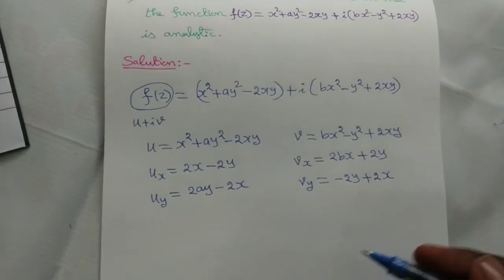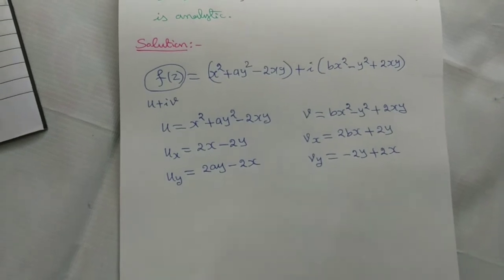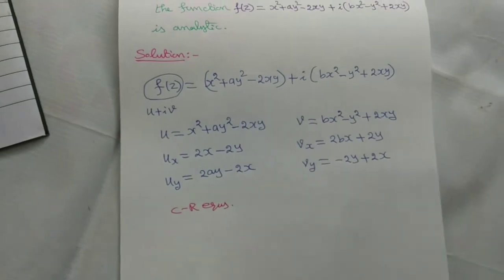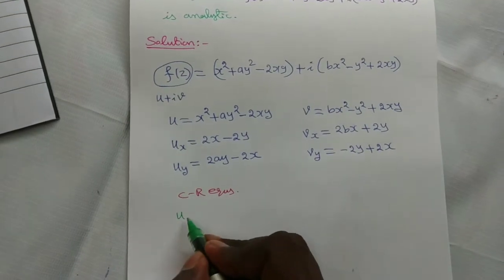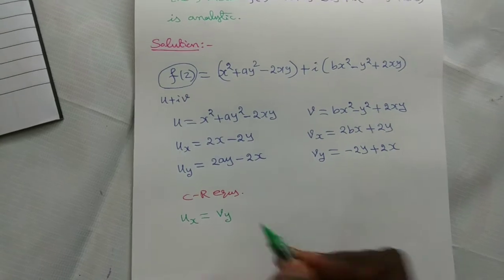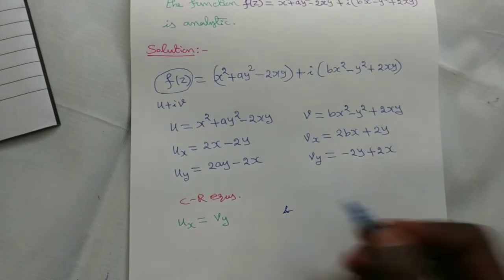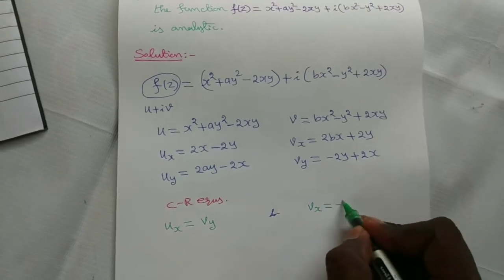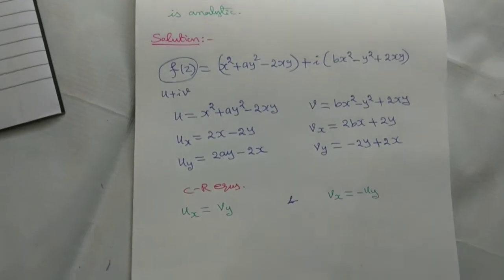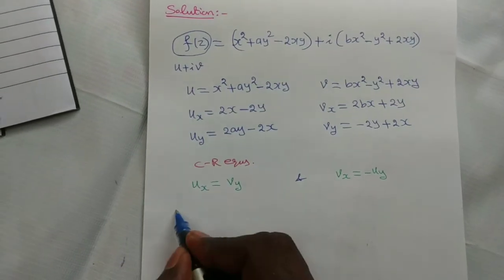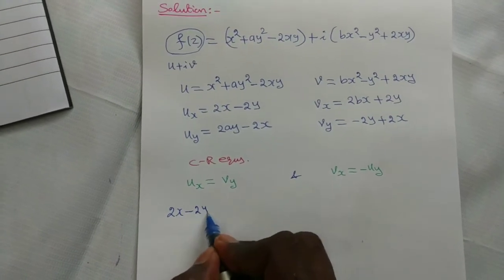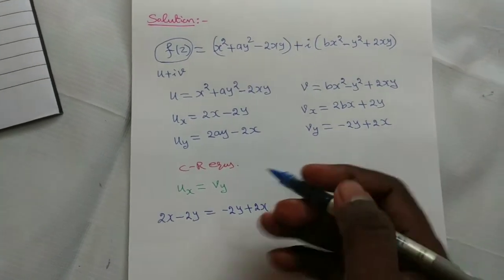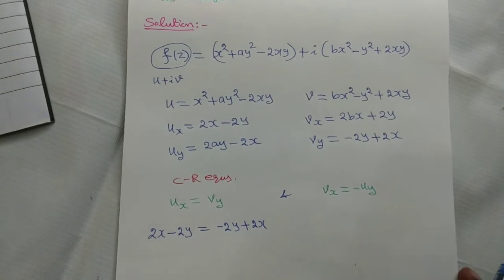So what are the CR equations? ux equal to vy and vx equal to minus uy. So ux, what is ux? 2x minus 2y is equal to vy, which is minus 2y plus 2x. It is equal. So from this we are not getting any value for a and b.